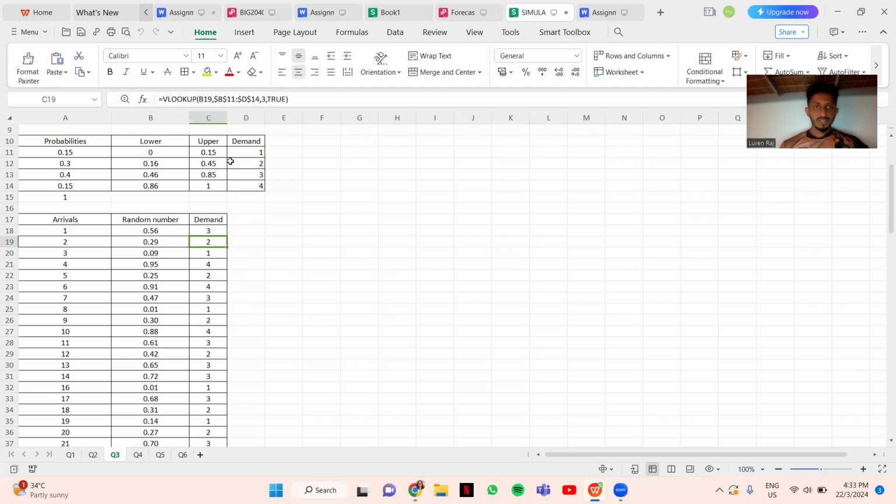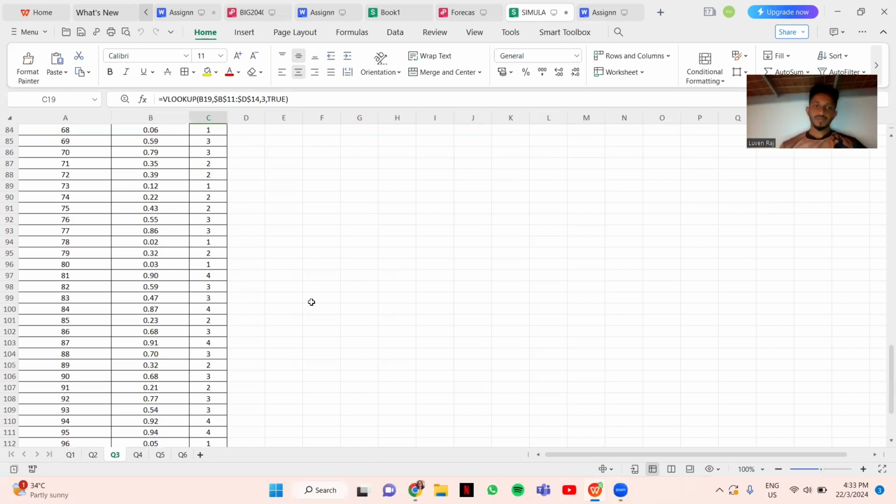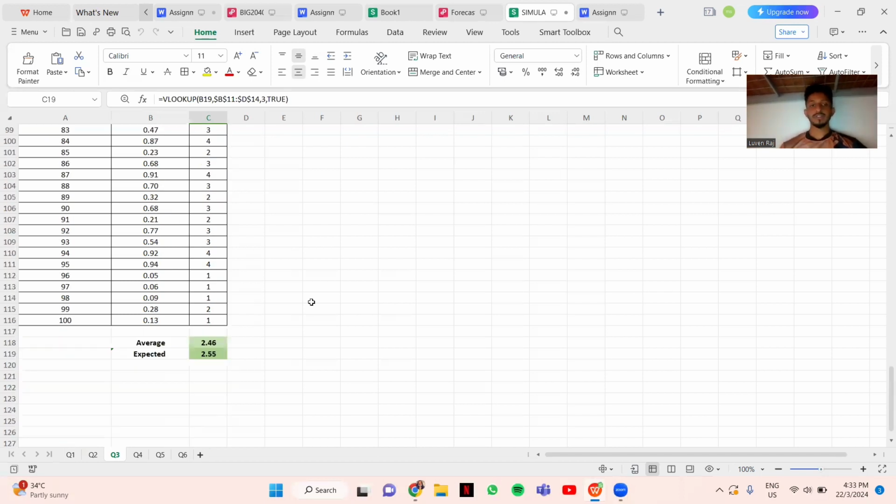So we have to see it's 0.16 to 0.45. So the number is in between, which is the demand of number 2. So that's how we calculated that. So you have to do this until 100.